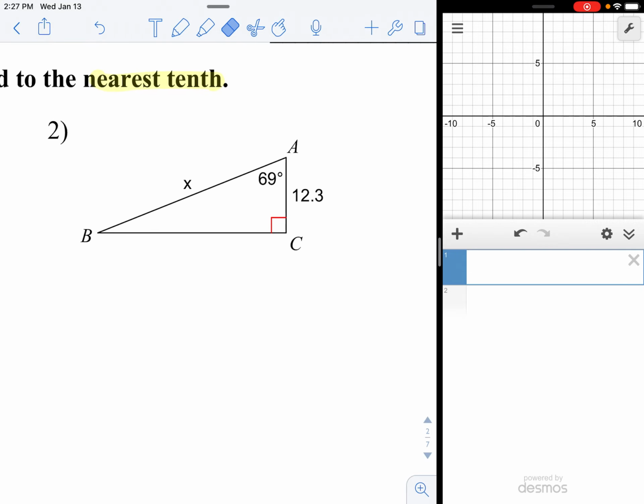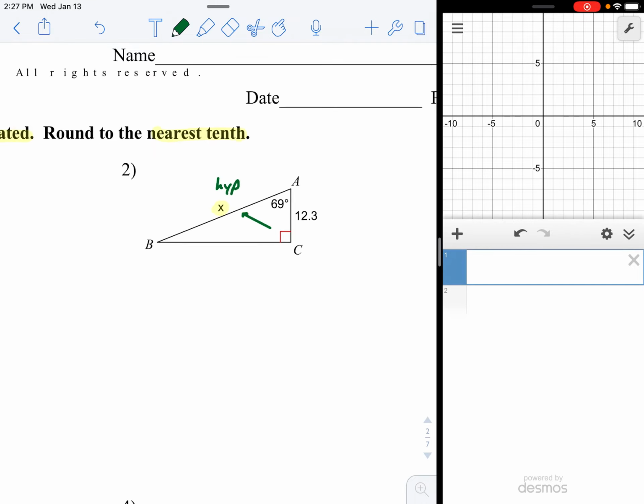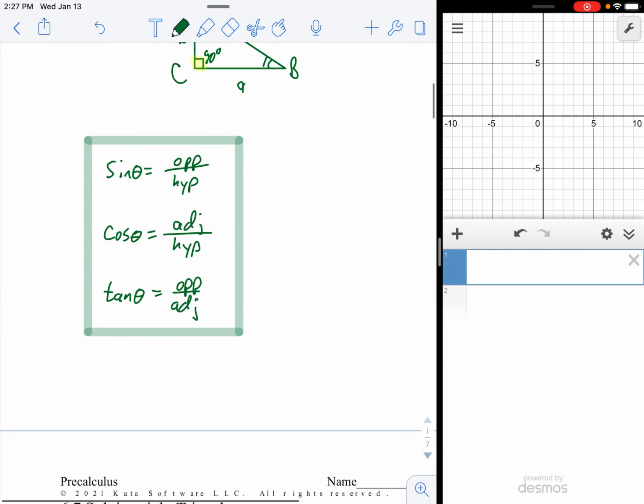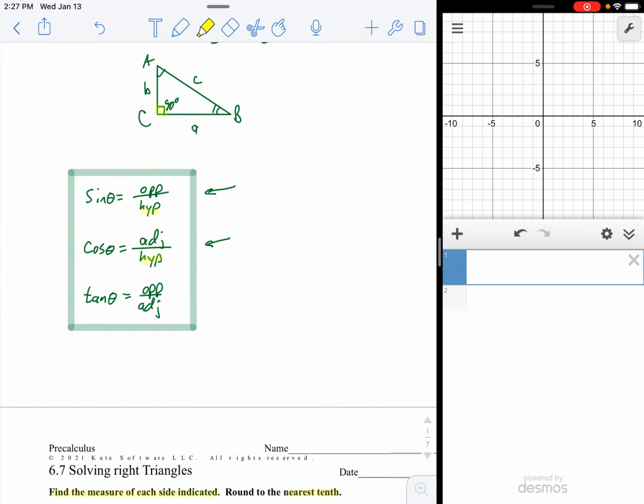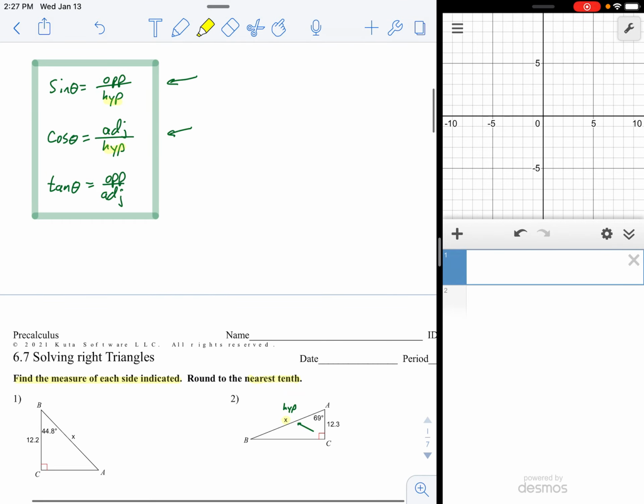Okay, so as usual, I'll do the evens, you do the odds, starting with number 2. We are asked to find x. In this diagram, the x is the hypotenuse. So to solve for x, we need one of these formulas, and we need one that has hypotenuse in it. So it's got to be either this one or that one, because they both have hypotenuse. But which one do we use? Part of this exercise is you selecting the appropriate formula to use.